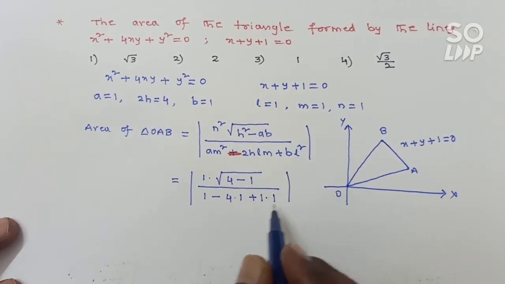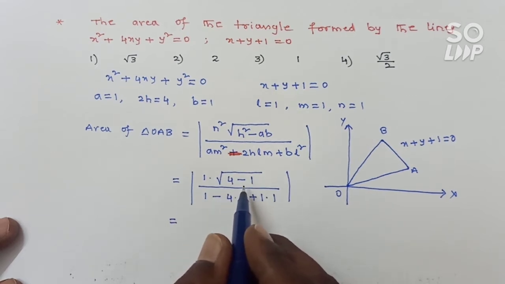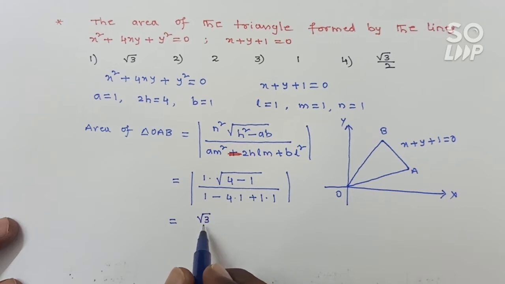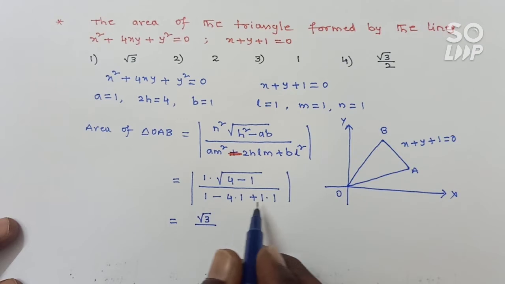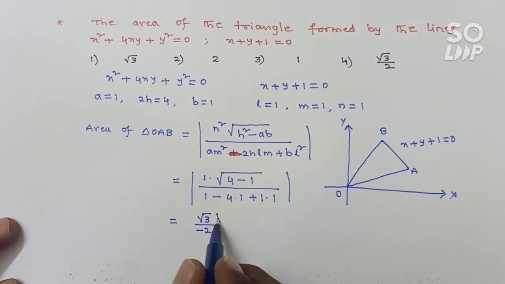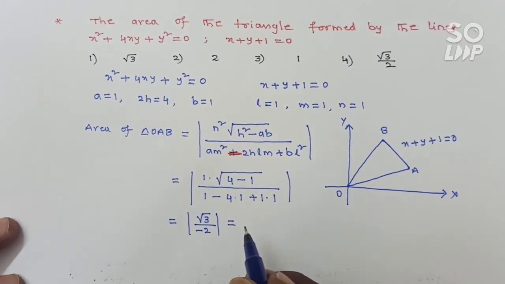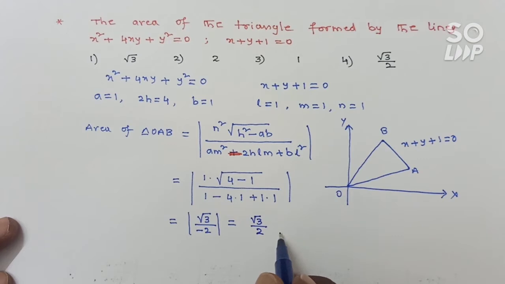So your answer will be root of 4 minus 1, that is root 3, whole divided by 1 minus 4 plus 1. 1 plus 1 is 2, 2 minus 4 is minus 2. This one is the modulus. Why are you taking the modulus? Because area is always positive. So your answer will be root 3 by 2, which is the correct answer.